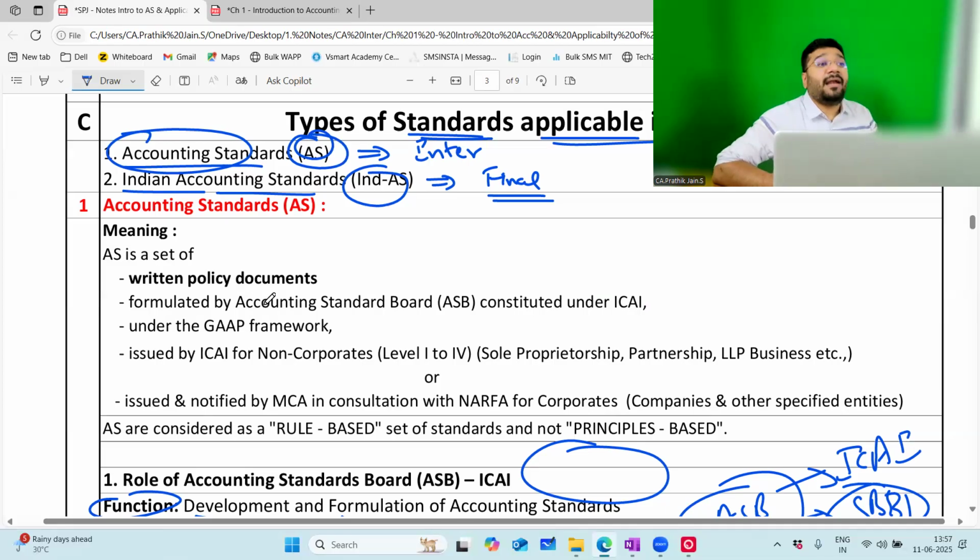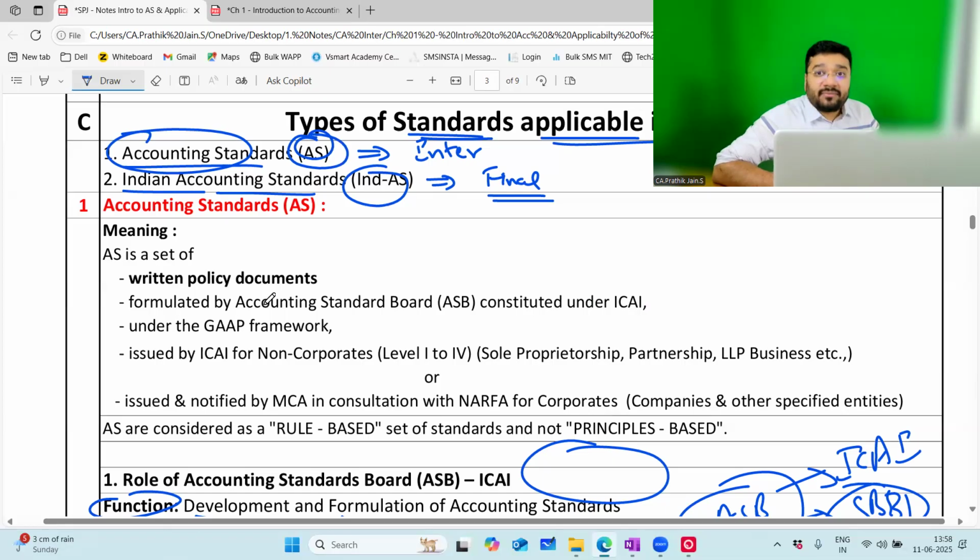Then this ED was made open to the public. Public means all the academicians, institutions, other professional people who have knowledge of the subject matter. They gave their inputs. Once their inputs were given, ASB analyzed whether the input was sense or nonsense. If it was sensible, they implemented that, and they finalized that AS and handed it over to the ICAI Council. What did the ICAI Council do?